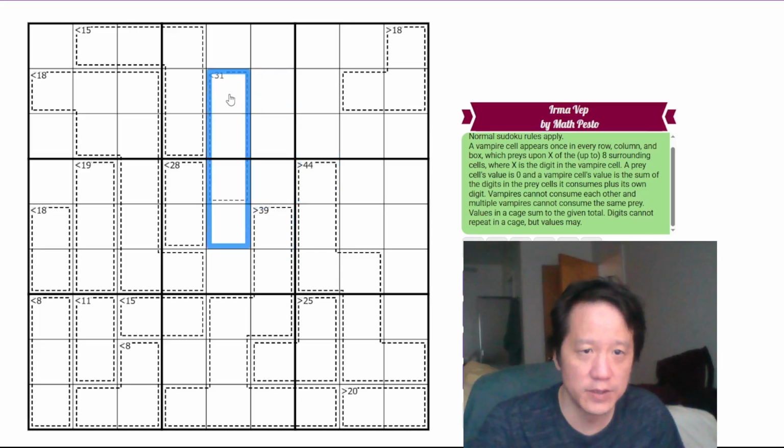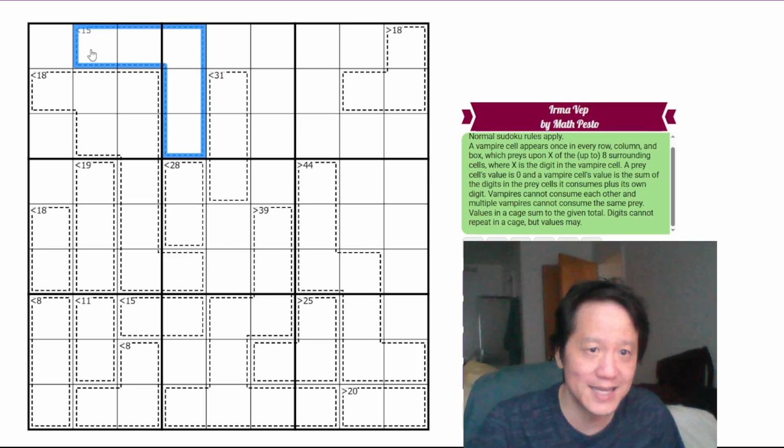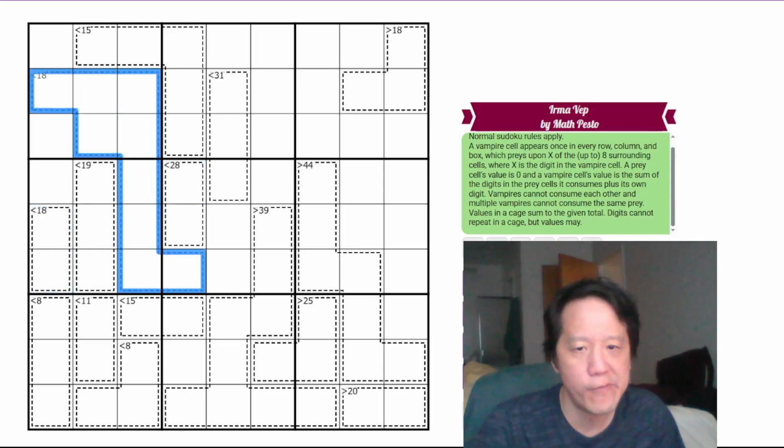Let's see. The sums here: this is less than 18. This is less than 15. Less than 31 doesn't help because these will naturally be less than 31. This is less than 8. This is also less than 8. This is less than 11, less than 15. So the ones that are helpful are the less than 18, so this will be helpful, and the less than 15.